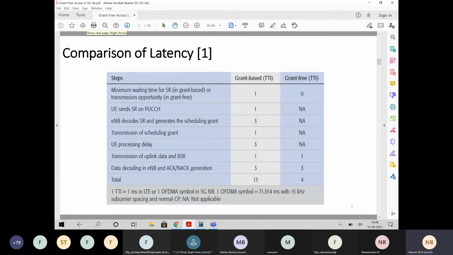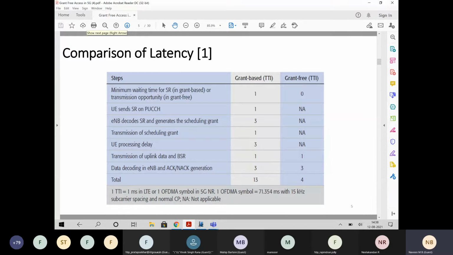Okay, before we go into details of grant free, let's revisit why grant free is more useful than grant based. I told you just orally that the latency can be reduced. Here is a numerical comparison of the latency of a grant based system versus a grant free system. This is not encapsulating every operation, but it's encapsulating most of the important operations.